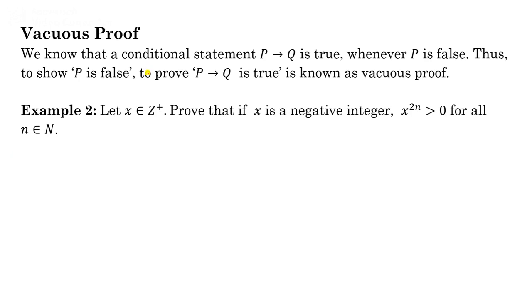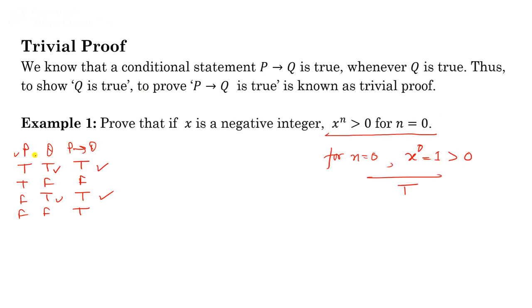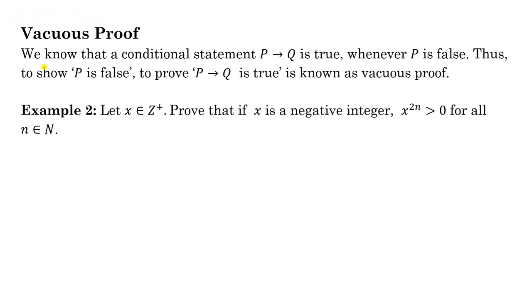Now vacuous proof. Again go to the truth table. Look at this. P implies Q. Whenever P is false, in these two cases, this conditional statement P implies Q is true. It means now no need to check the conclusion. Whenever the condition is false, P implies Q will be true, and in this case we will not check the conclusion Q. So this is known as vacuous proof. Here if you can show that the condition is false, then you can say the conditional statement is true.